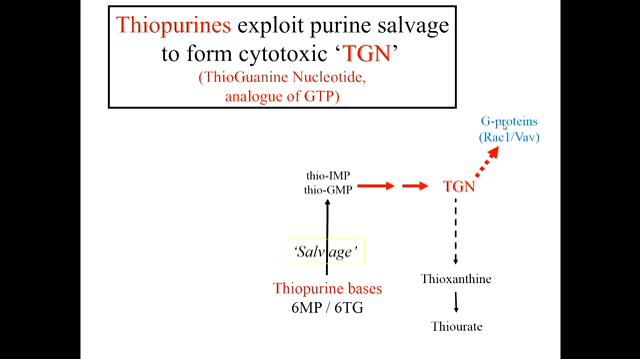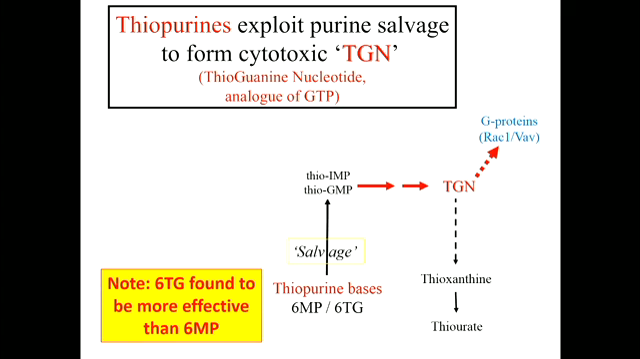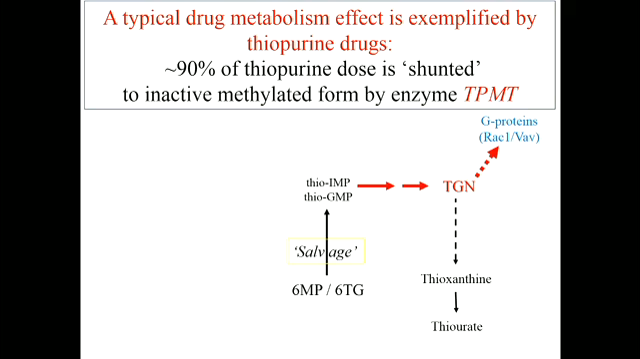They have their effect through the G proteins, inhibiting G protein function. And they're also broken down and excluded from the body as cells are turned over. So we'll just make a note here that actually 6-TG is more effective than mercaptopurine, but as we'll see, it's more dangerous.